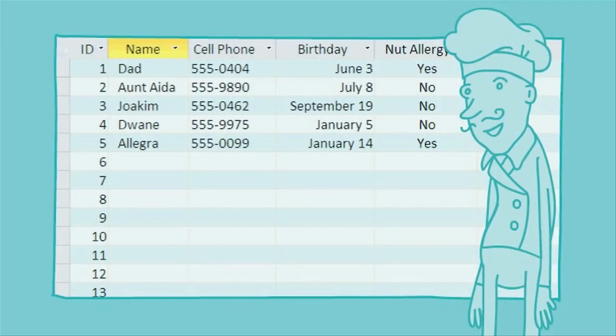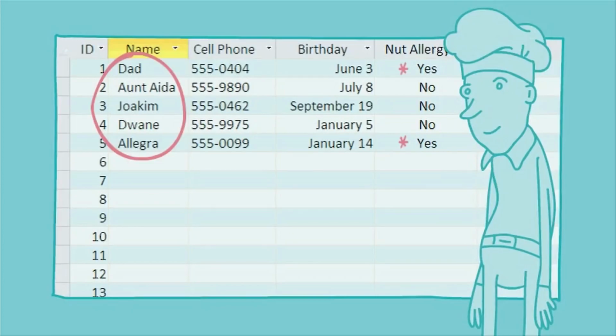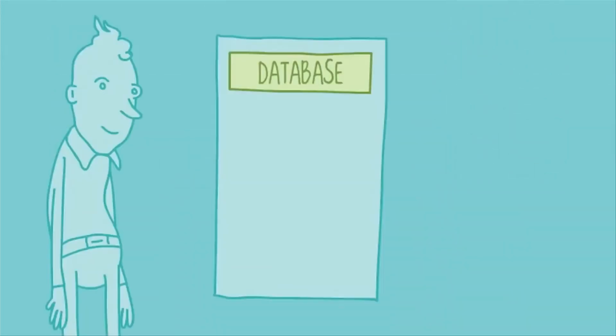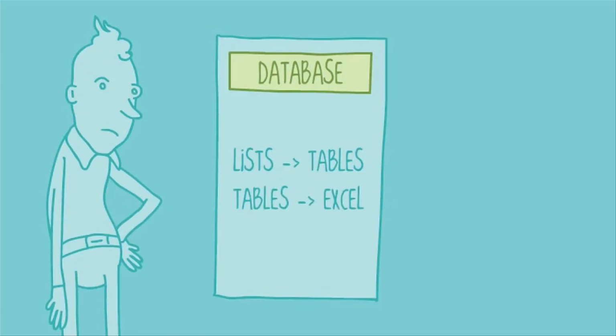Take this example from the Amateur Baker's database. It lists friends and family, but also important information like who has a nut allergy and the rest of the table. So, if a database is essentially a collection of lists stored in tables, and you can build tables in Excel, why Access? Why do you need a database at all?